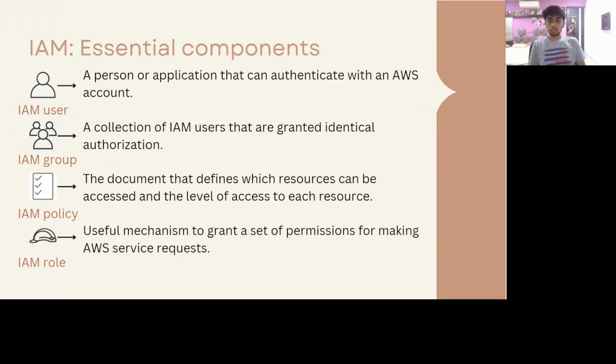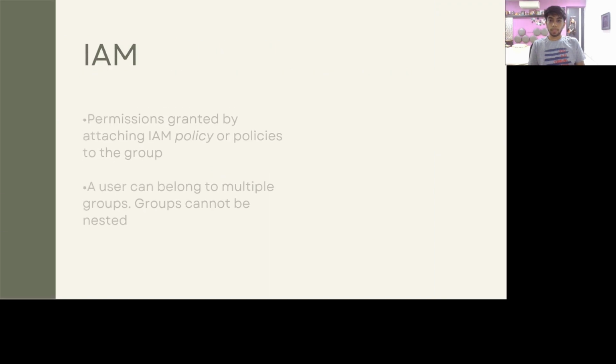The components are user, group, policy, and role. First is a user, a person or application that can authenticate with an AWS account. A group is a collection of IAM users that are granted identical authorization. Then the IAM policy, a document that defines which resources can be accessed and the level of access to each resource. Then the IAM role, a useful mechanism to grant a set of permissions for making AWS service requests.